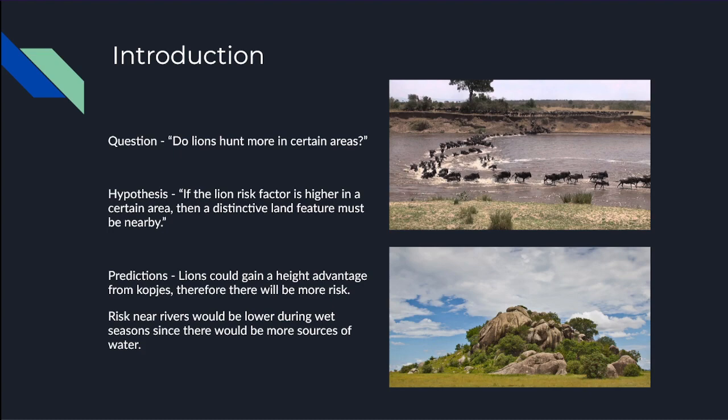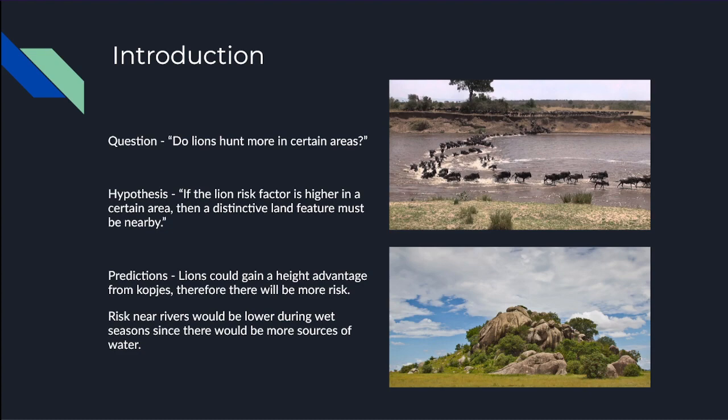So one of the hypotheses we came up with is if the lion risk factor, which is a data stat we'll get into later in the presentation, is higher in a certain area, then a distinctive land feature must be nearby. And we came up with multiple land features. Specifically, as you can see in the images, we have a river. More specifically, this is a confluence of a river, so this is a meeting between two rivers, and a kopja, which is like a hilly area in the middle of some plains that lions do like to rest upon.